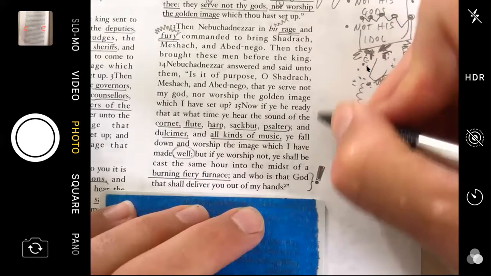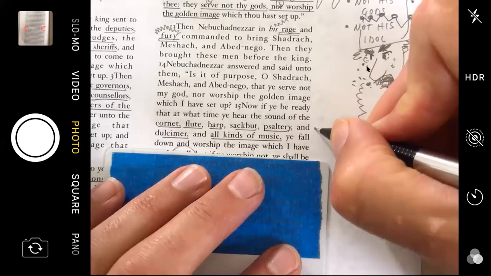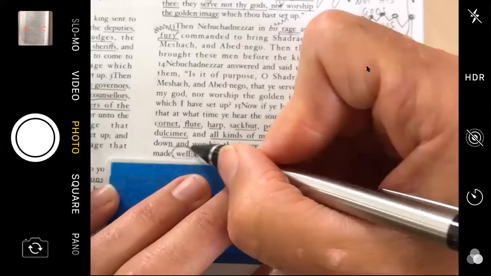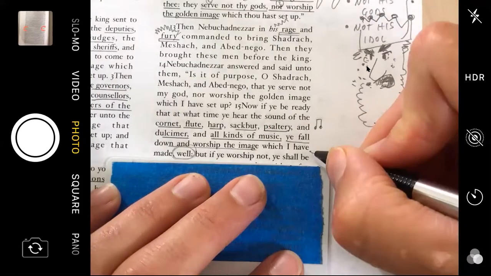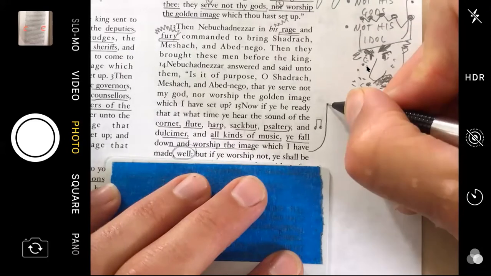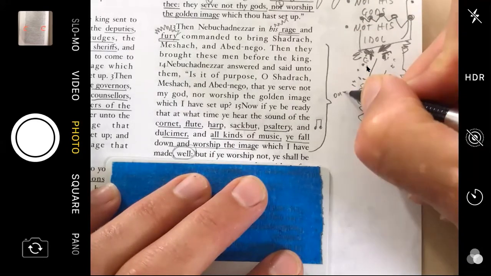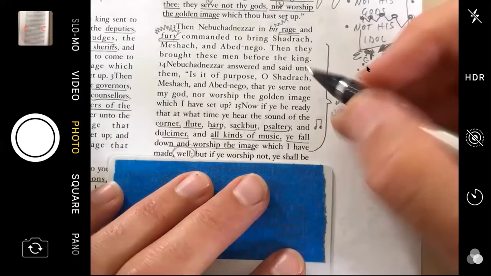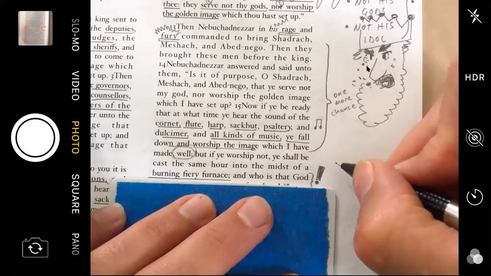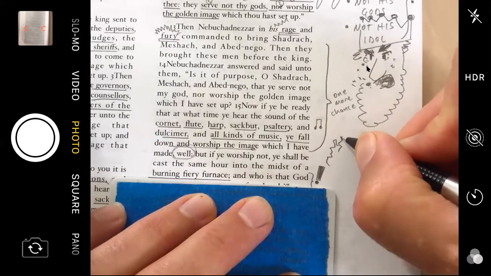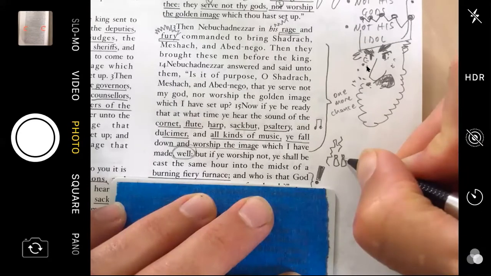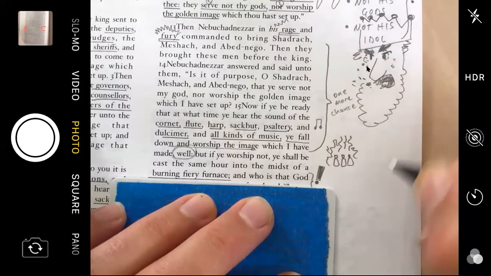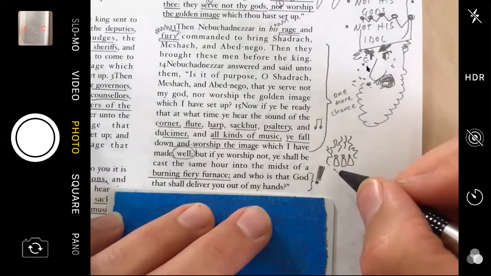First thing he does is he basically says, if you hear all the music and you fall down and worship the image, well, this whole thing right here, he gives them a second chance. One more chance. But if you worship not, you shall be cast that same hour into the fiery furnace. All right, so I'm going to draw it like they're in there, okay? This is the threat. I will cast you in there. Who is the God that can deliver you out of my hand?